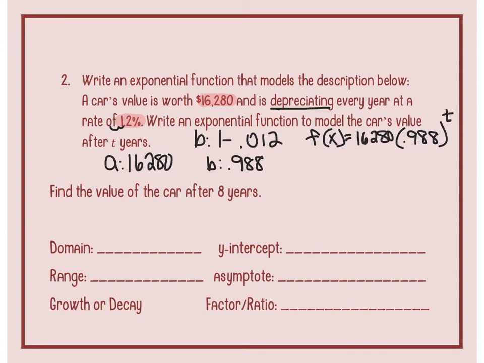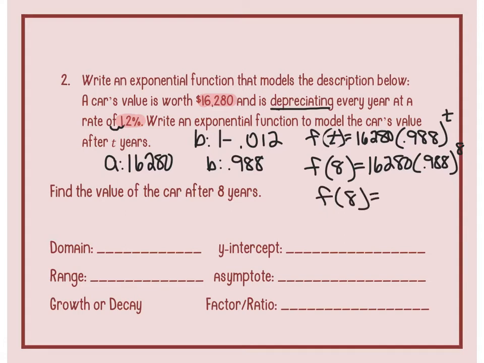The second question says, find the value of the car after 8 years. So in place of t, and I did fix the x to be a t, my function at 8 is equal to, we're going to take our equation, and in place of t, we're going to put 8. My function at 8 years is equal to, that's how much the car is going to be worth after 8 years. It's not really depreciating by a lot. It must be a nice car, okay?